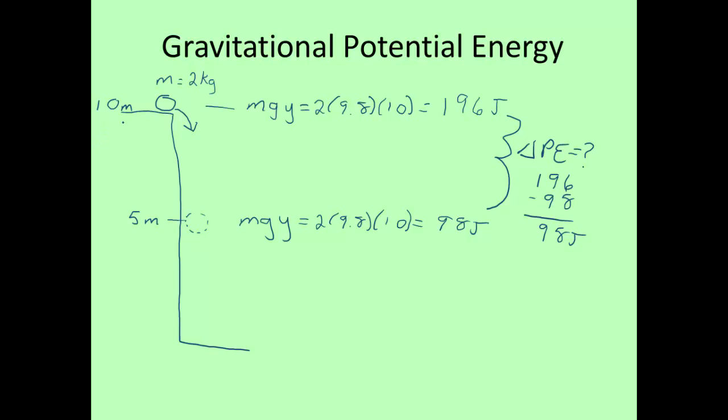Or we could change where our 0 point is. Our 0 meters right now is set down here at the ground, but it doesn't have to be. We could set our ending point here, this halfway point, to be 0 meters. And if we set that to be 0 meters, then this we can set to be 5 meters. So now, when I want to find out what is the change in potential energy here, I only have to look from here to here.